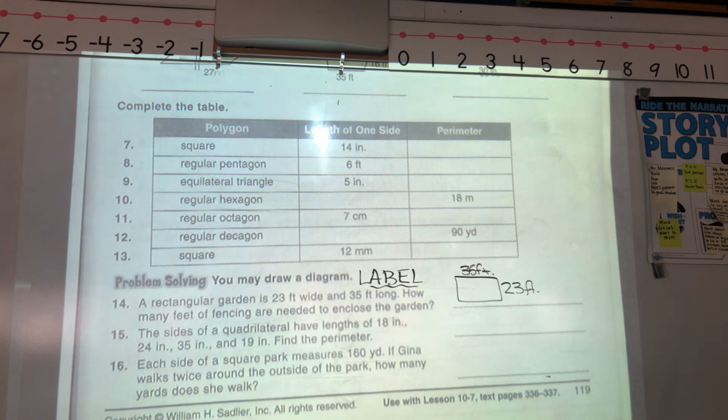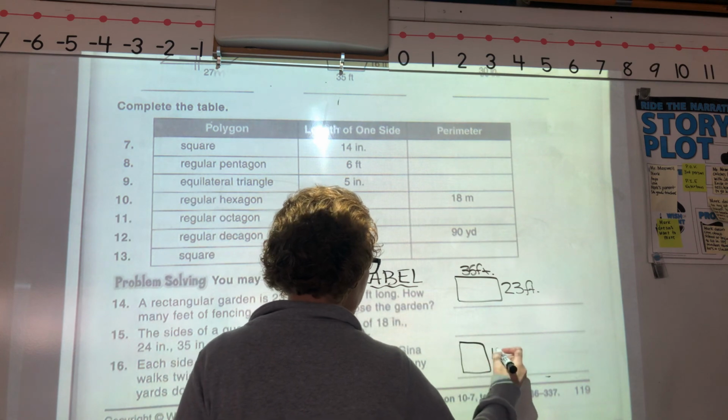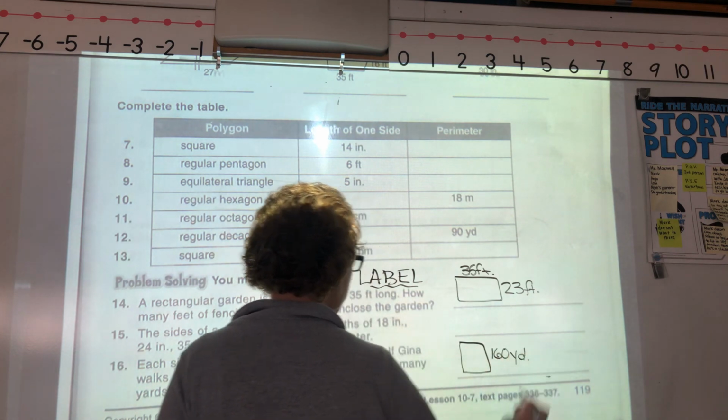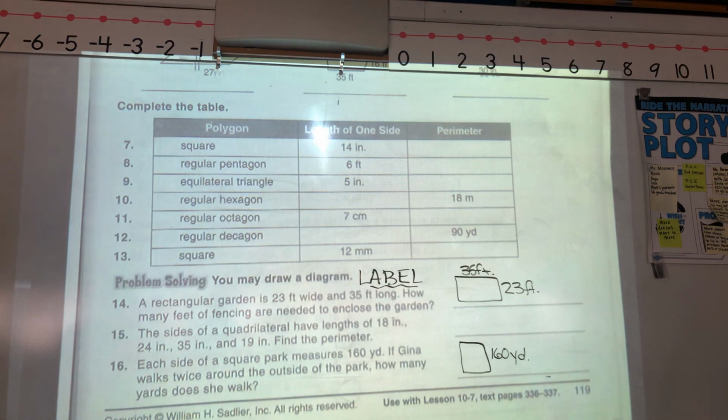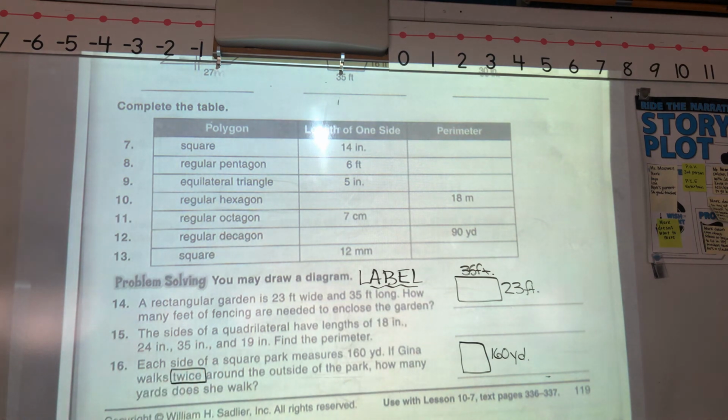Here's the thing on 16 that you got to be careful with. Each side of a square, so we know it's a square, park, measures 160 yards. So we know one side is 160 yards. If Gina walks, this is the tricky part, twice around the outside of the park, how many yards does she walk? So you need to find the perimeter, but Gina walked that perimeter twice. So be careful with that when you're doing that one. Label, label, label.